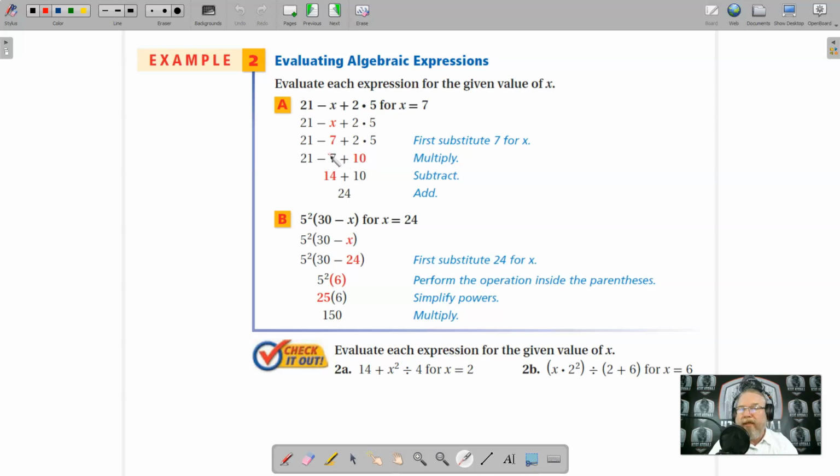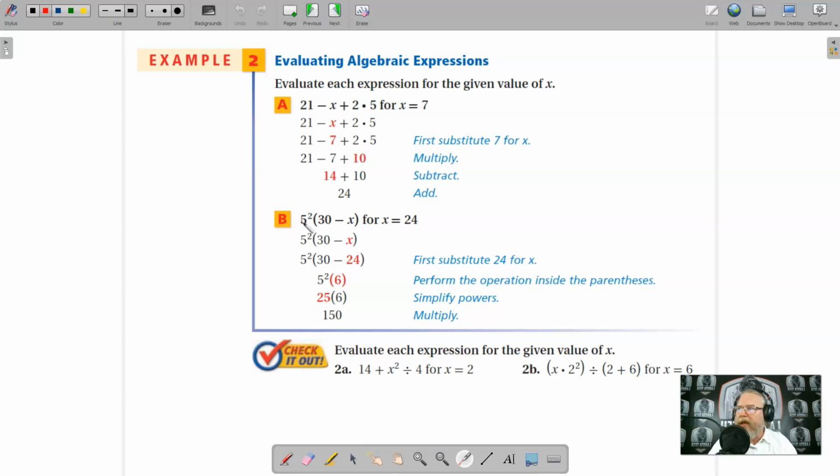Now let's do the addition and subtraction, going from left to right. 21 minus 7 is 14. Let's bring down the 10. Now 14 plus 10 is 24. So for example A, whenever we simplify this algebraic expression, it simplifies down to a value of 24.